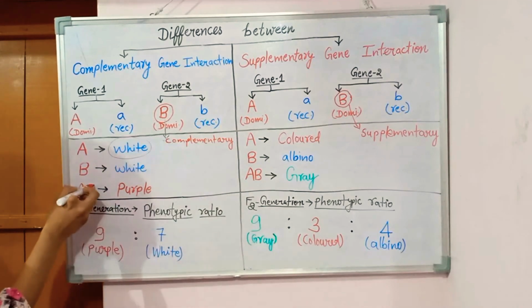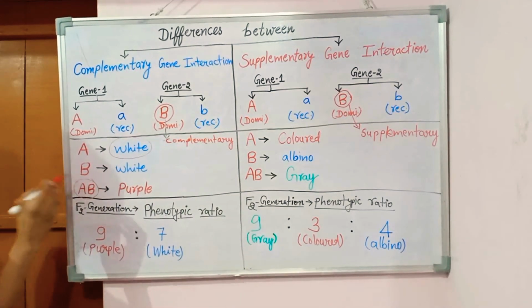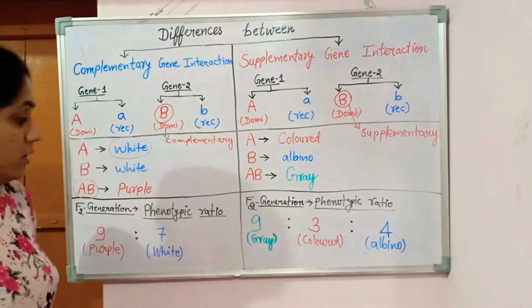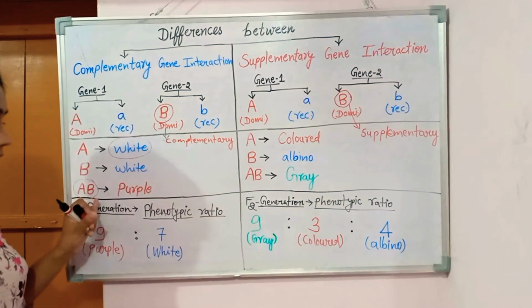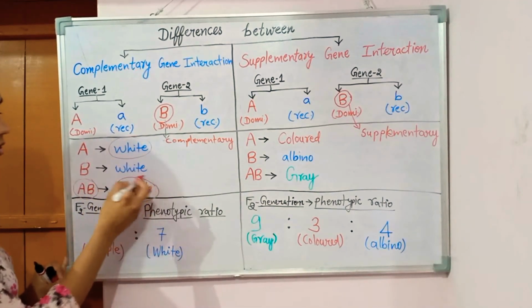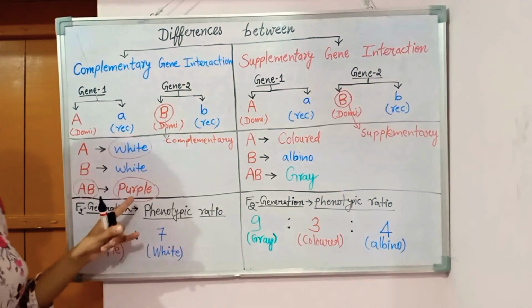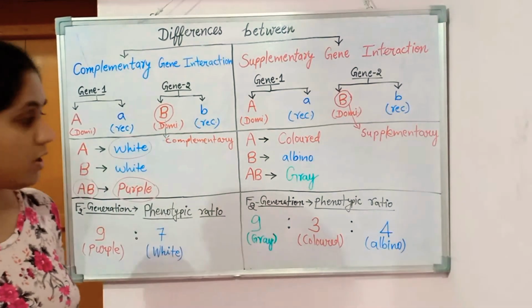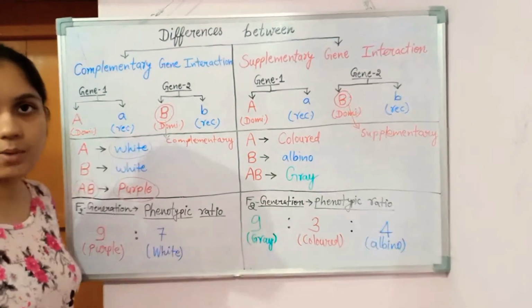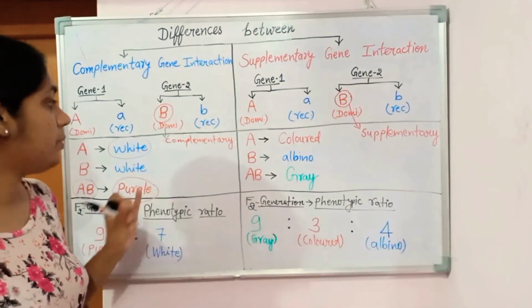And when the capital B and capital A are present together, then they are both complementary to each other, the condition known as the complementary condition, and the purple color flowers are produced. So here two types of phenotypes are produced, the white and the purple.